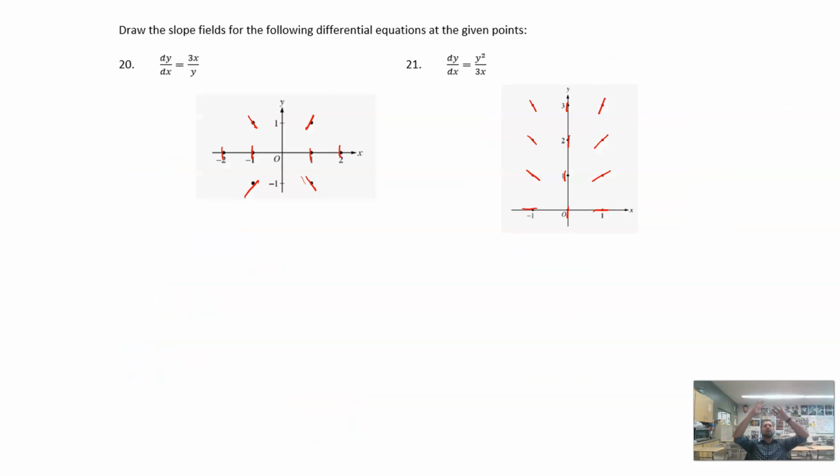Now in numbers 20 and 21, I already drew the slope fields for you. Don't forget, to find a slope field, you just take the points and you plug them in one point at a time, and you find the slope at that point and you draw it.